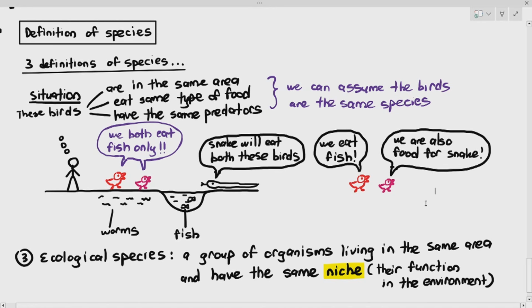Did we see the birds reproduce with each other? No, we did not see the birds reproduce with each other. Do they look very similar to each other? Perhaps not, but they might still be the same species because of the third definition.